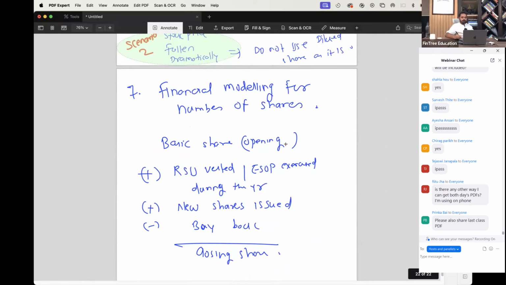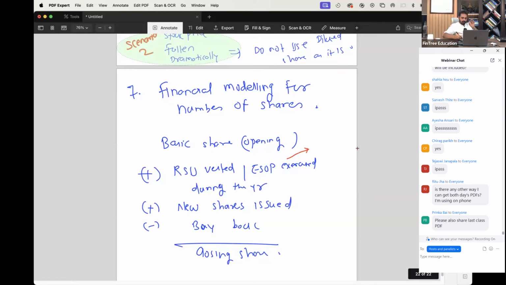Now the trick here is, how will I find out in the future how many shares employees will exercise this year? For example, let's assume the company issued 10,000 ESOPs. I want to know how many of those 10,000 will be exercised next year. This is not a what-if now, I'm building a financial model.